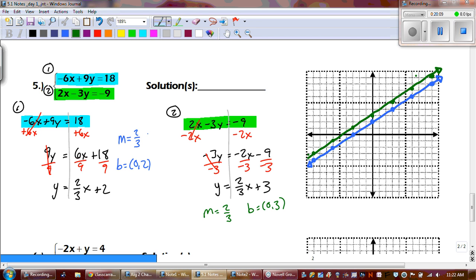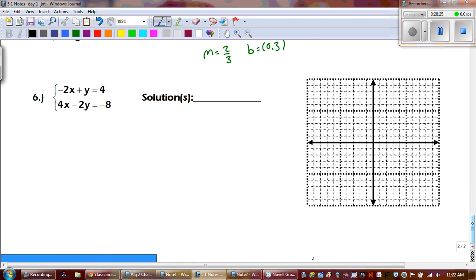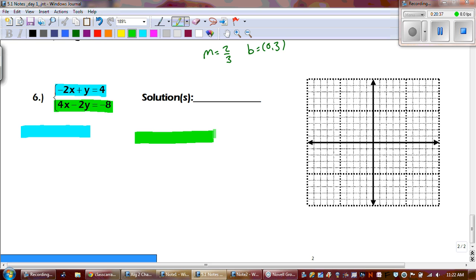They are parallel lines. And remember, parallel lines have the same slope. If they have the same slope, they don't meet. So this is a no solution. Okay? Got to be very careful with these. Okay? All right, so there's our two lines.